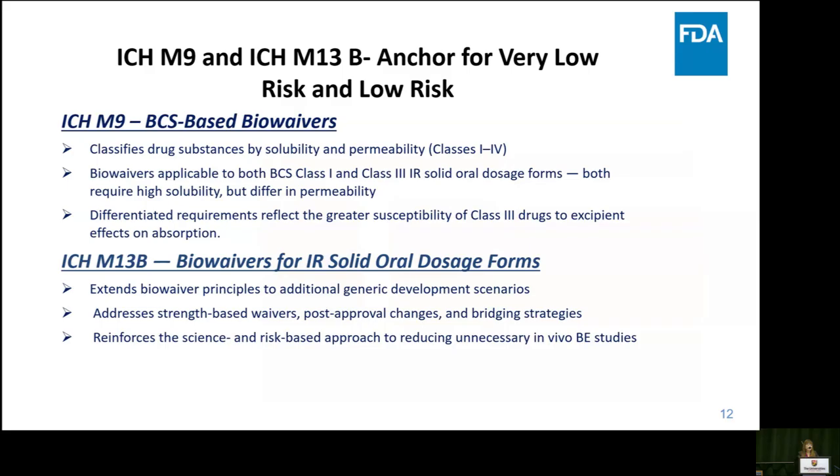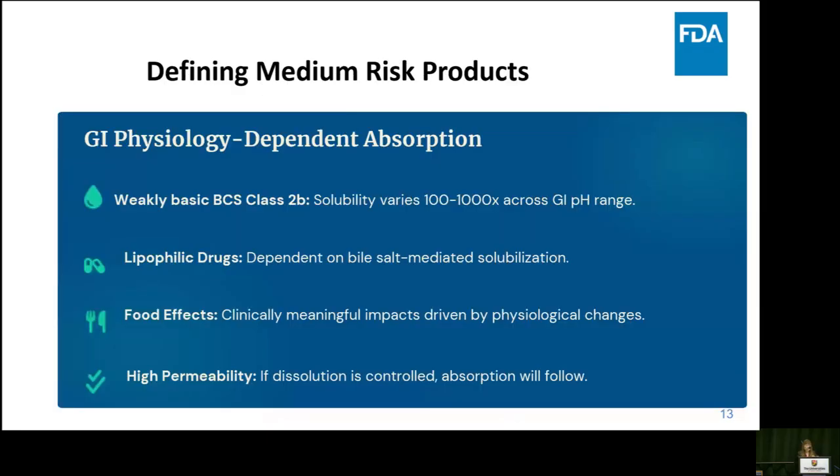For ICH M9, the BCS-based waiver is really based on the API solubility and permeability. And then for ICH M13B, for the biowaivers for IR products, we extend the biowaiver principle to additional generic development or additional strengths, or even post-approval changes. With that, I want to spend a bit more time discussing the medium risk drug product.